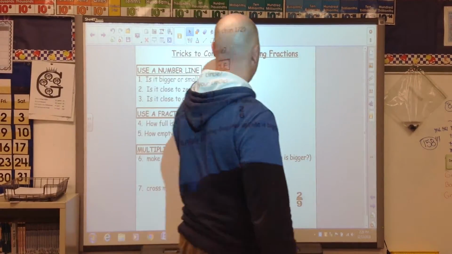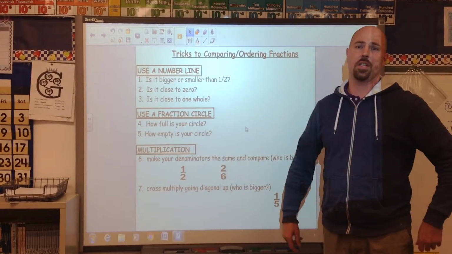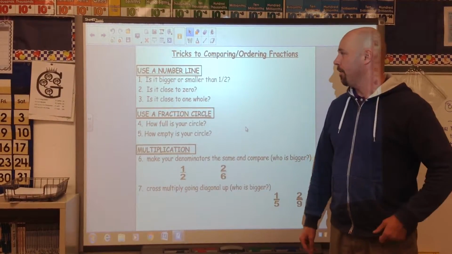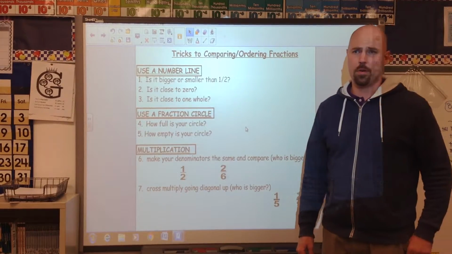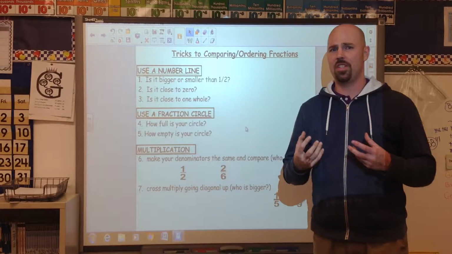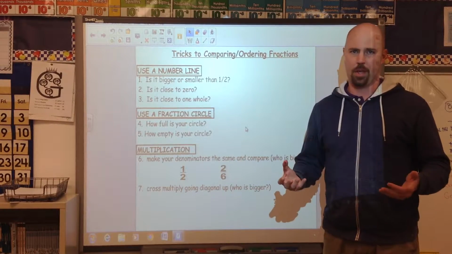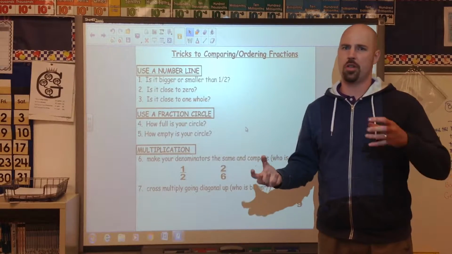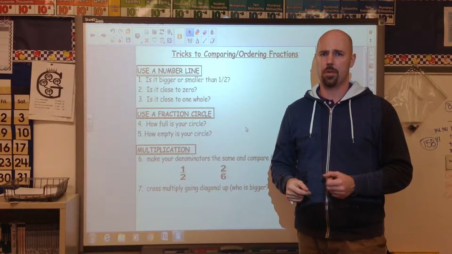Hey everybody, this is comparing and ordering fractions. This is hard. And the reason that it's hard is because there are a bunch of different strategies you can use to help you, and I wish there was just one single strategy that we could all use and say, this is the answer. It doesn't work that way. You've got to kind of be able to jump back and forth between a bunch of different things to be able to really do this correctly.